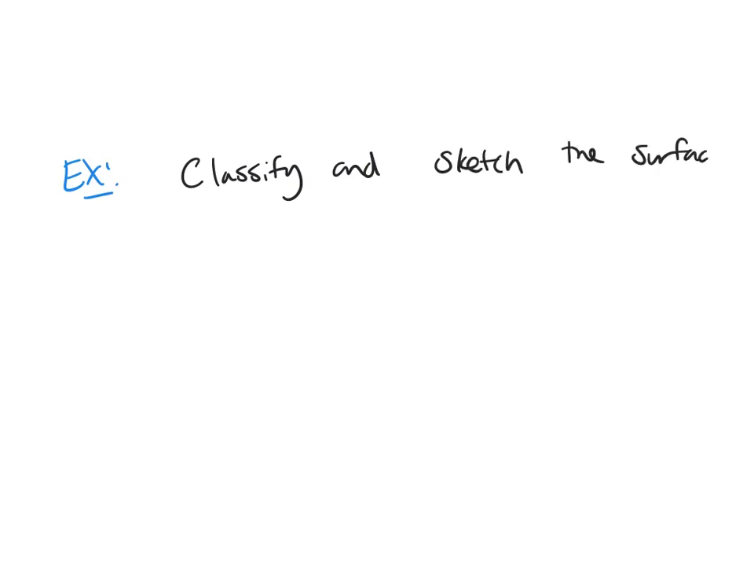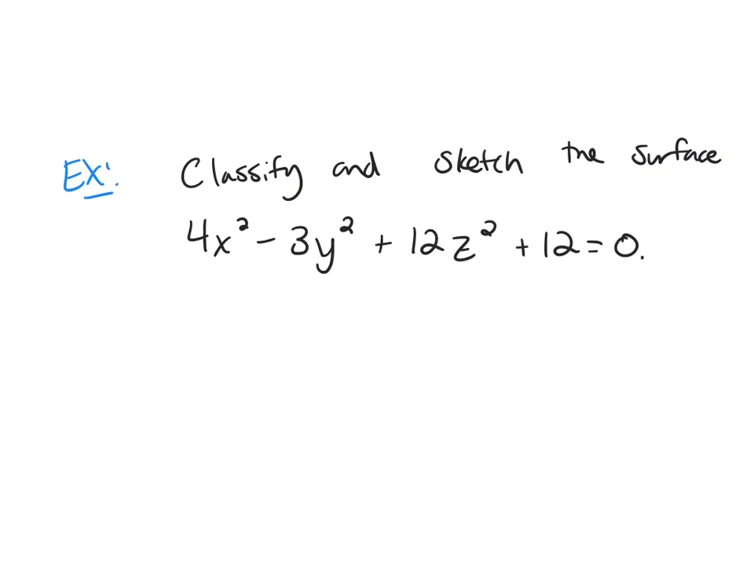All right, so now let's look at the following problem. Let's classify and sketch the surface given by this equation, 4x squared minus 3y squared plus 12z squared plus 12 equals 0. So the first thing we're going to do is look at our largest coefficient here, which is 12, and we're going to divide all of our terms by that.